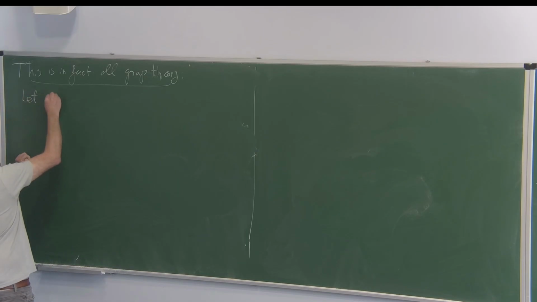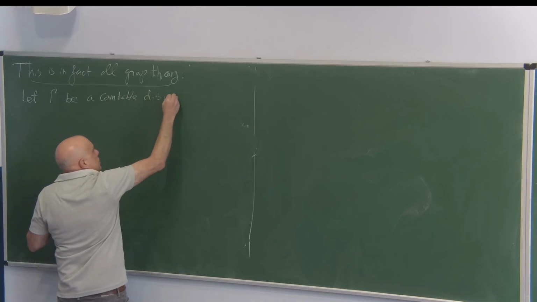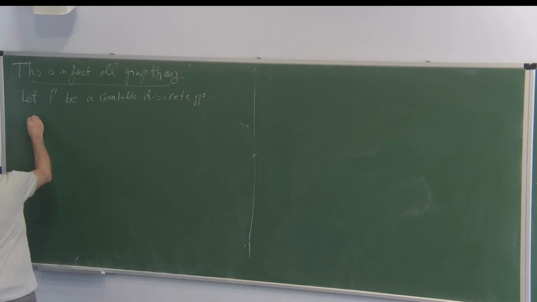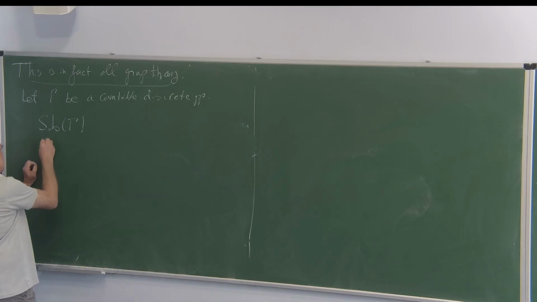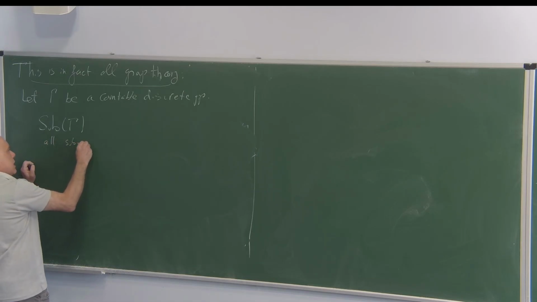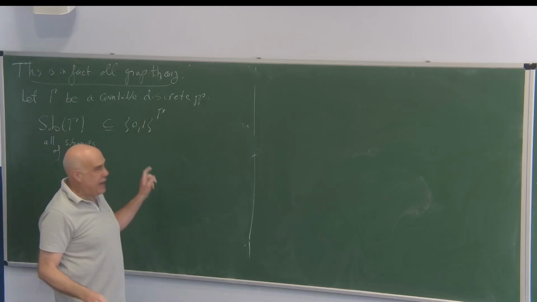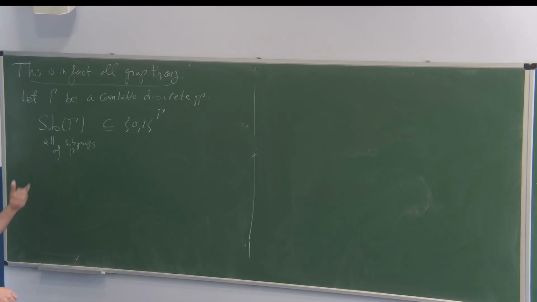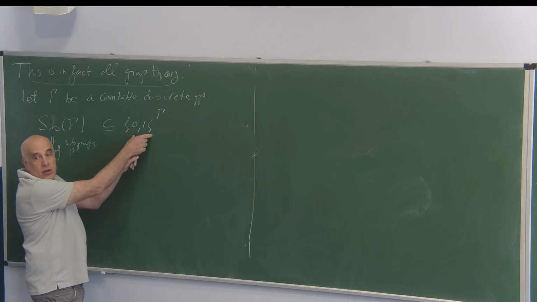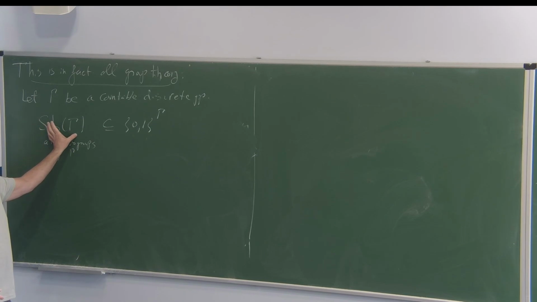So let gamma be a countable discrete group, and I'm looking at the collection of all subgroups of gamma. Well, I can topologize it by embedding it into the collection of all subsets of gamma. It's an easy exercise to check that this is a closed set. And since this is naturally a Tychonoff space, just a Cantor set, then this is also a compact metrizable space.